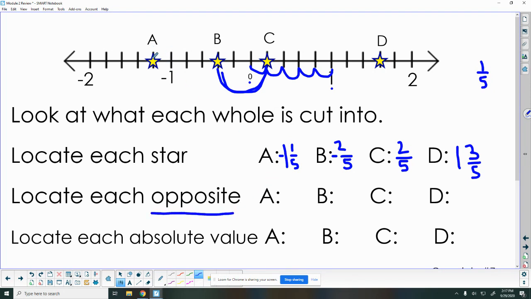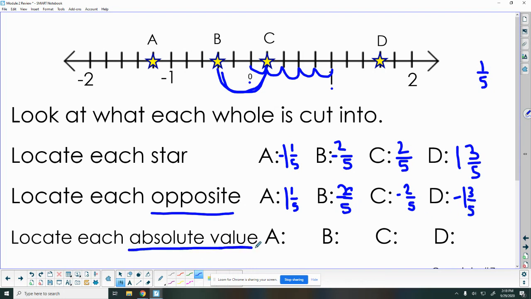So the opposite of negative 1 1/5 would be positive 1 1/5. The opposite of negative 2/5 is positive 2/5. Sorry about that silly 2 there. The opposite of positive 2/5 is negative 2/5. And the opposite of positive 1 3/5 is negative 1 3/5.